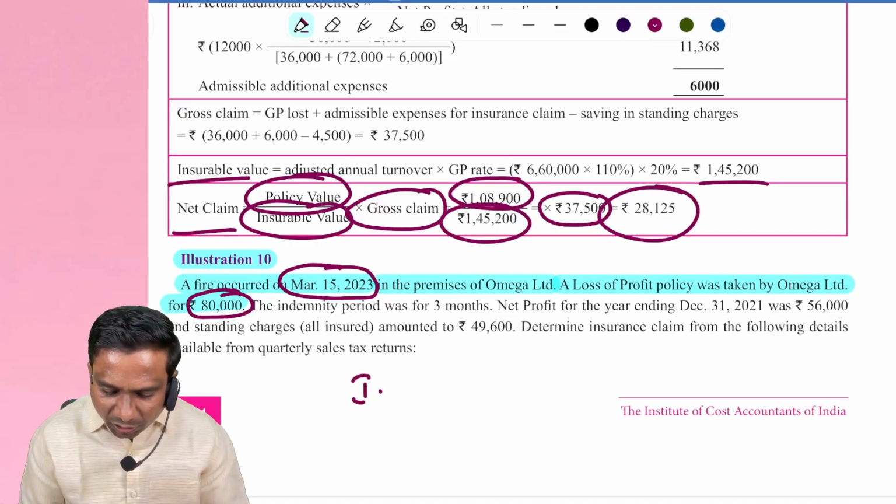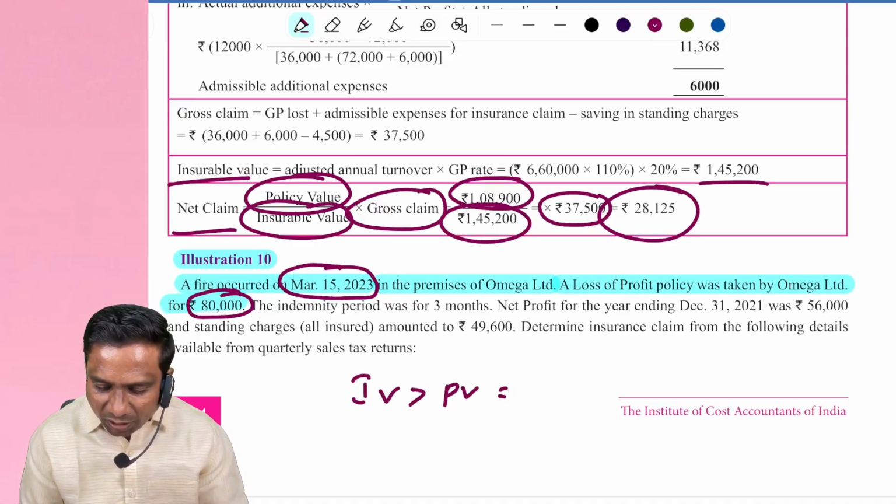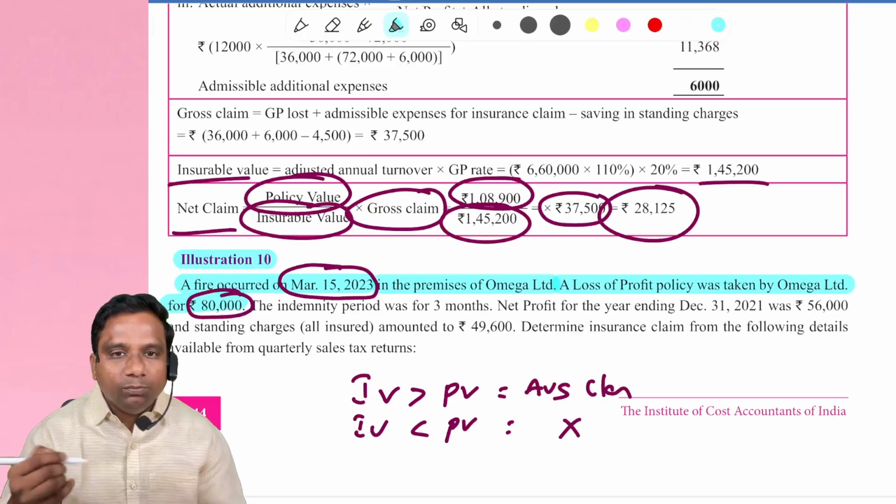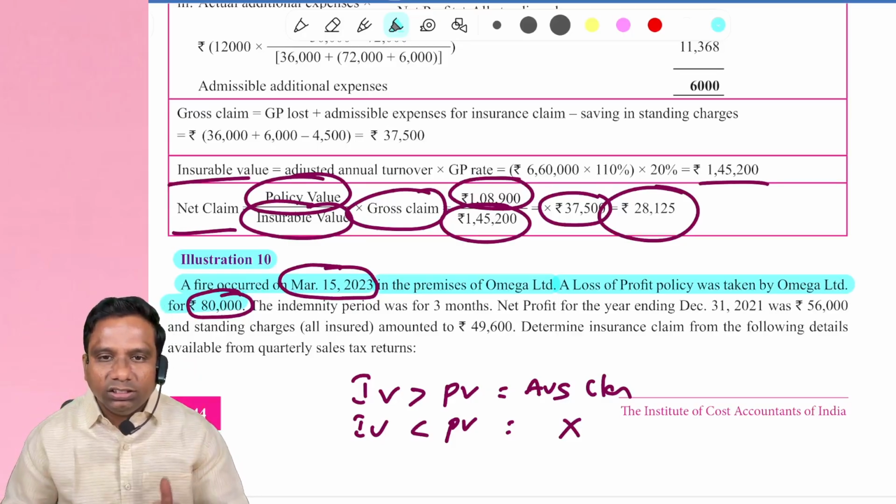If the insurable value is more than the policy value, then the average clause is applicable. When the insurable value is less than the policy value, the average clause is not applicable. You have to keep this in mind while reading the problem, you need to keep all these things in your mind.